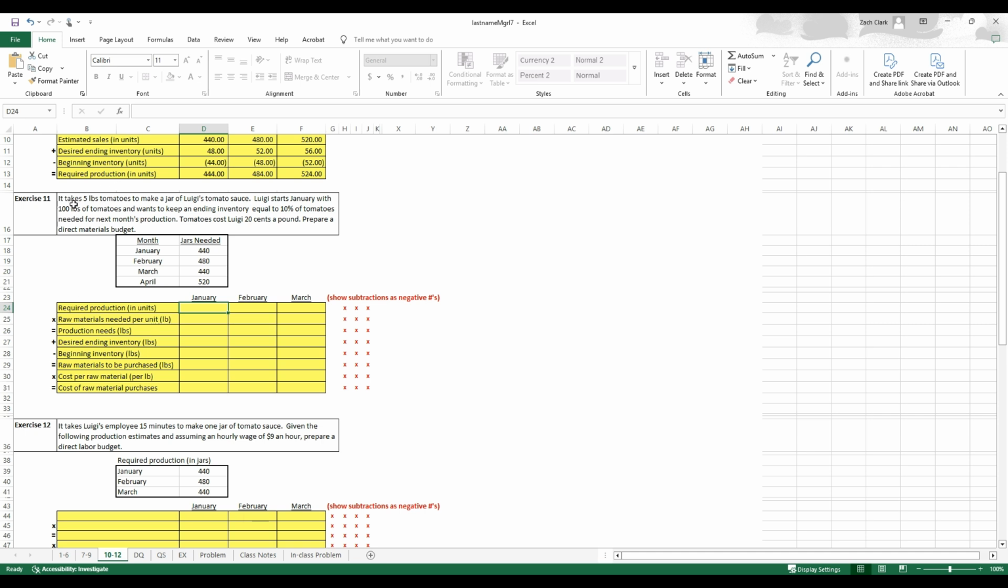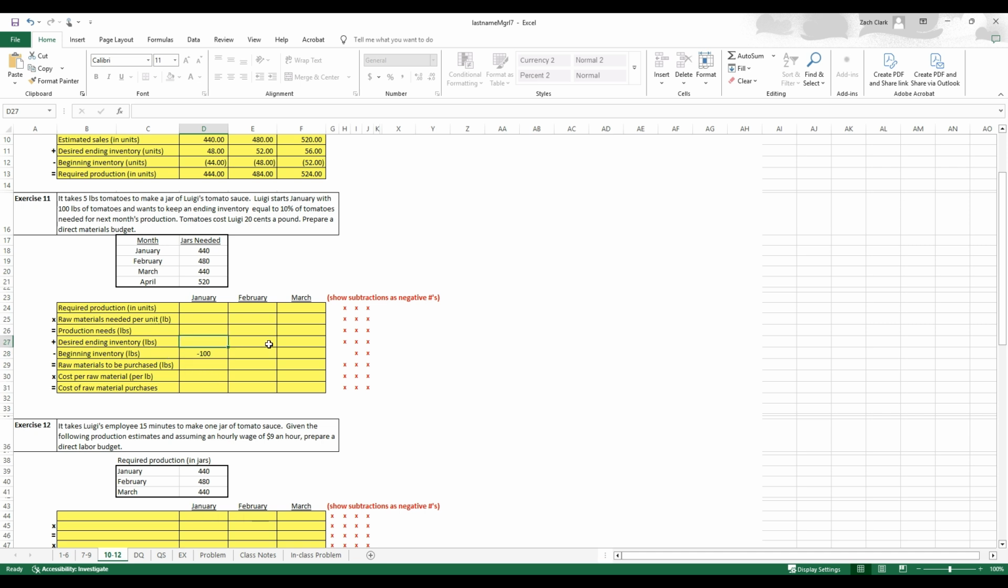Okay, so now that we have this together, we can look back at the details and say, okay, if we have 5 pounds per jar, we started January with 100 pounds. So down here, where's our beginning inventory of pounds? I think that didn't work. Desired. Oh, that's desired ending inventory. Sorry. And make it a minus. Make sure you do it according to the plus or minus. So we have 100 pounds to start. We want to keep an ending inventory equal to 10% needed for next month's production.